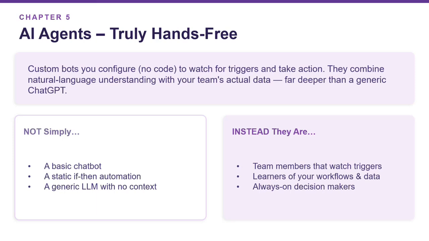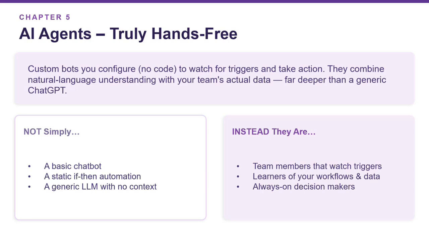Chapter 5 is where things get really powerful. AI agents. Agents are custom bots that you set up without any coding. You tell them what to watch for and what to do when that thing happens. They use natural language understanding, and most importantly, they already have access to all the team's information inside ClickUp. That makes them much smarter than a generic tool like ChatGPT.